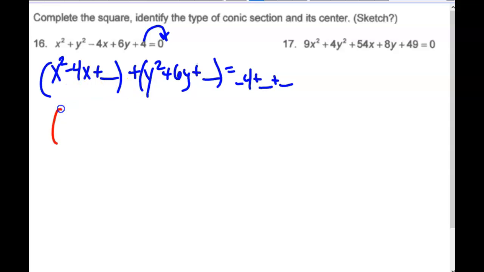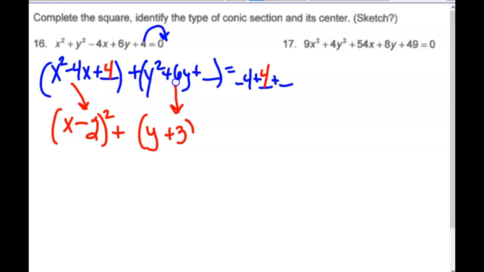So, anybody tell me the equation? X minus 2, because it's half of negative 4. Squared, when I square that, I would add 4. Plus, there's no coefficient in front. So this is half of this, which would be plus 3. Squared would make it a 9. Make sure both of those quantities are squared. And then if we add to both sides, okay, oh, good. We get 9. What is that?